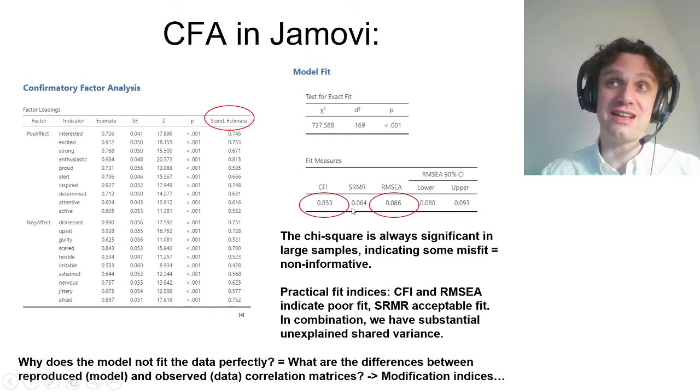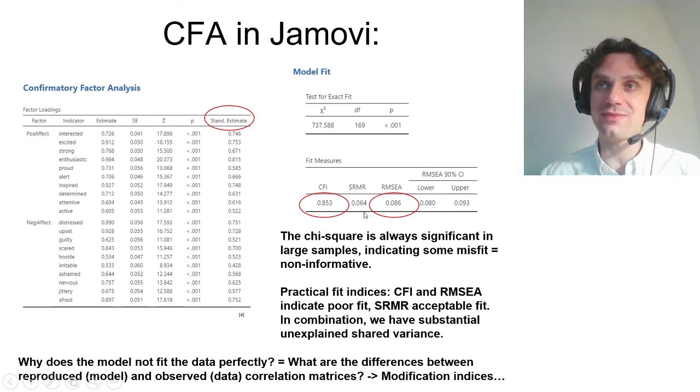And SRMR indicates acceptable fit. But unfortunately, these two are more trustworthy and they are better studied as well. So in combination, we say that this model does not work. We have some unexplained shared variance.